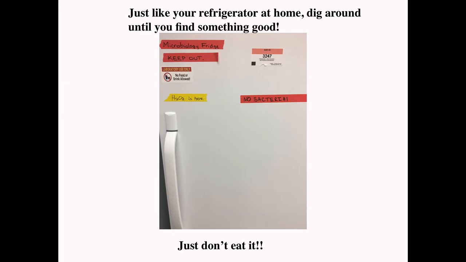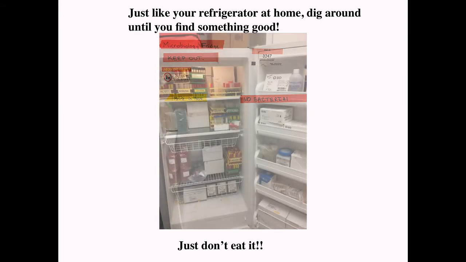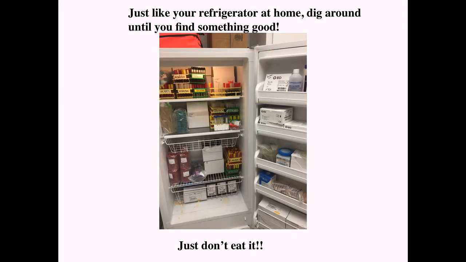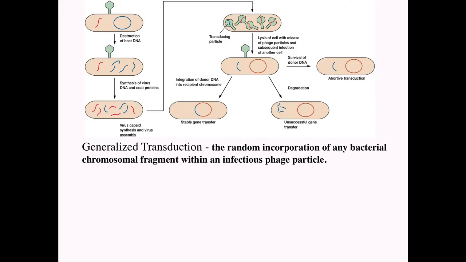But there's a refrigerator in there that if you open it, it's just like home, right? Dig around until you find something good. The only problem is that you can't eat it this time. But all of the media that hopefully you might need, the DNase plates, the coagulase tests, things like that, hopefully you'll find in there. And hopefully the TAs or myself will be able to help you find it. So just so you know where to go for resources.